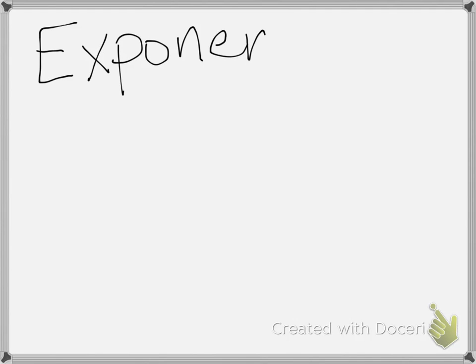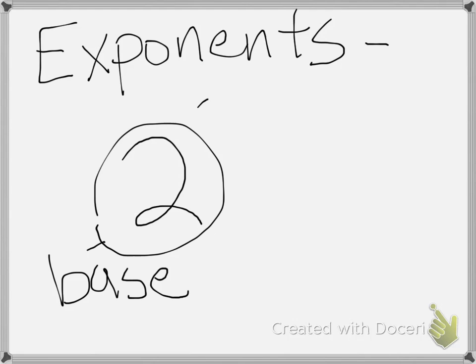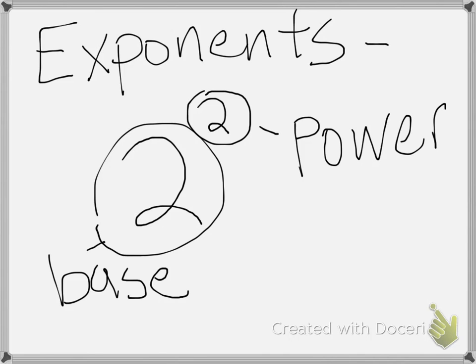Okay, we're talking today about a new part of the order of operations that's going to refer to exponents. Exponents: there are two parts to exponents. One is the base, and the second part is the actual exponent itself, which is called the power. So together, that is an exponent.